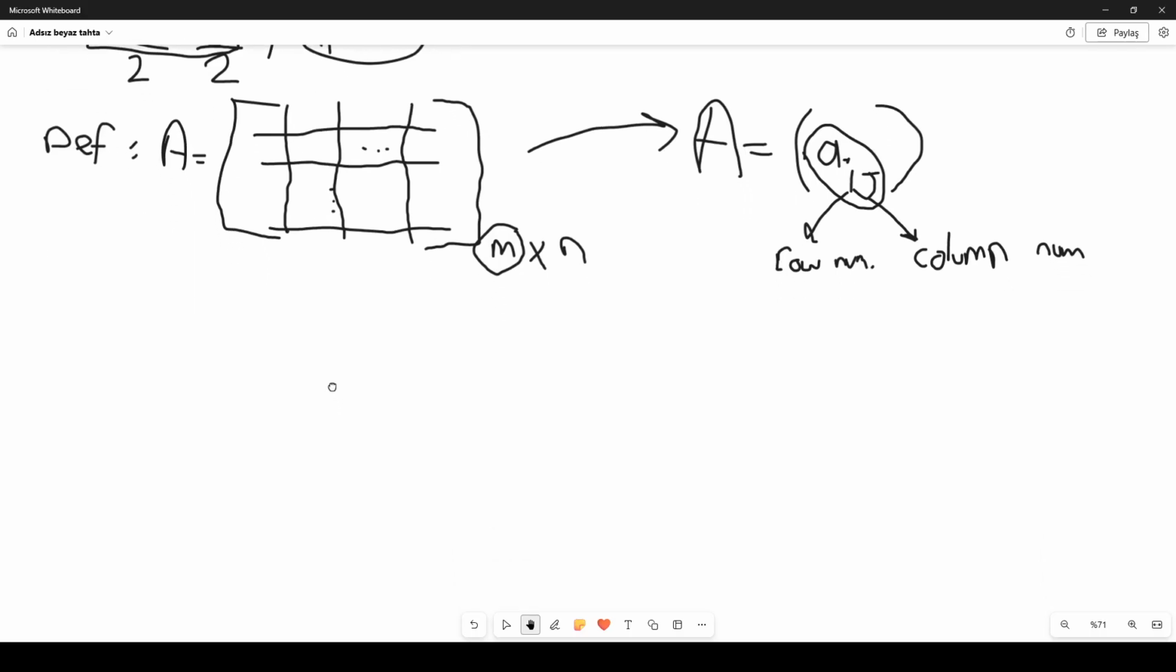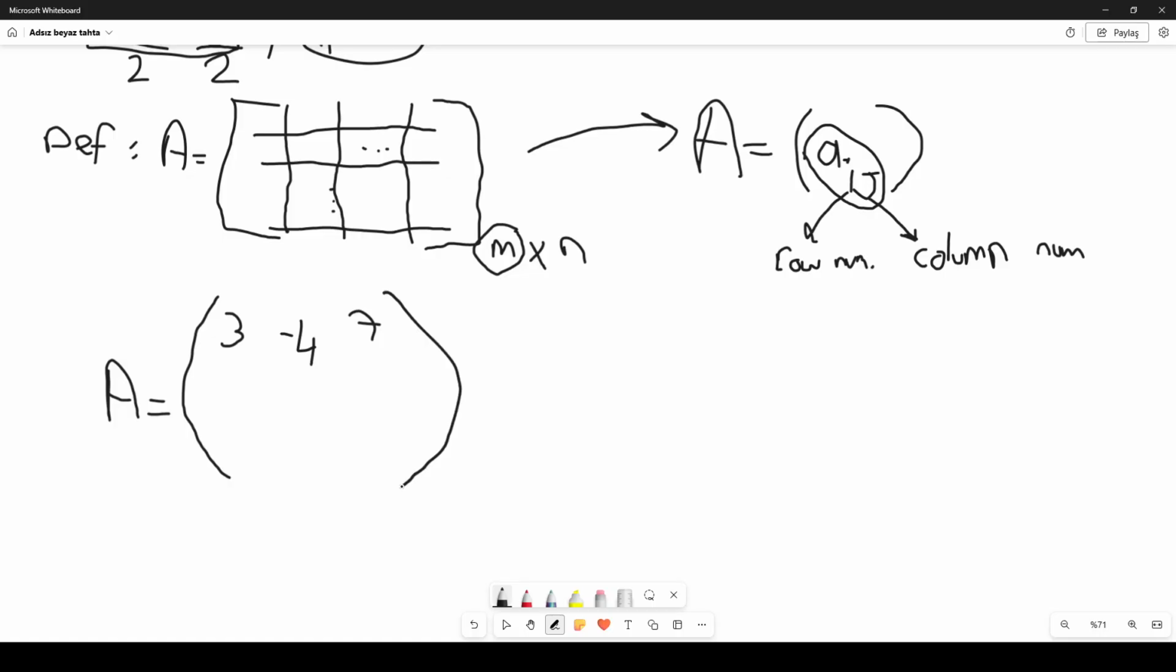Let's move it a little below and continue our reasoning. Suppose this is the matrix A, and let's make up some values: 3, minus 4, 7, then 1, 0, minus 1, and 2, 1, 4. Suppose the matrix A is given like this. So we have in this case a 3 by 3 matrix.